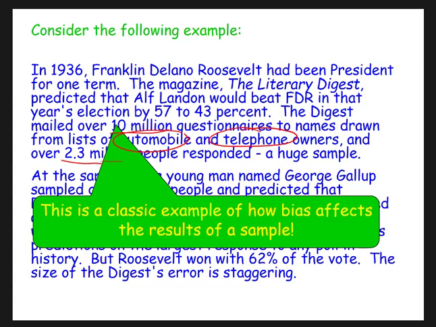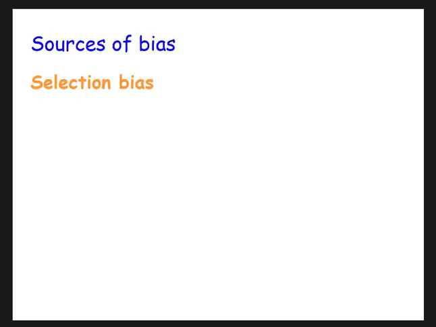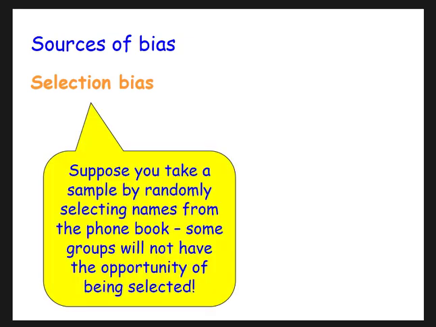So this is a classic example of how bias affects the results of a sample. Bias is the tendency of a sample to differ from the population it's drawn from in some systematic way. A selection bias is the big one. And this is the way we select the sample. It maybe doesn't create the bias, but it increases the chances of that bias existing.